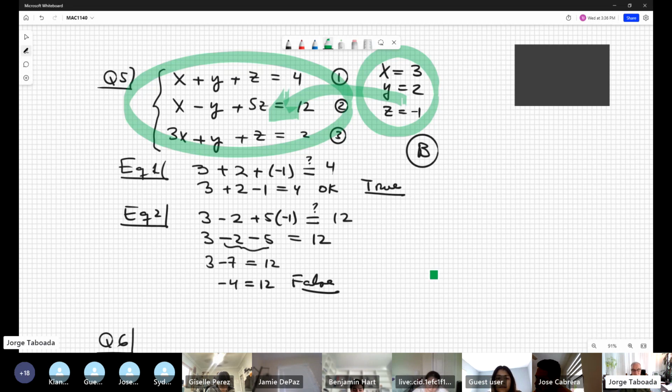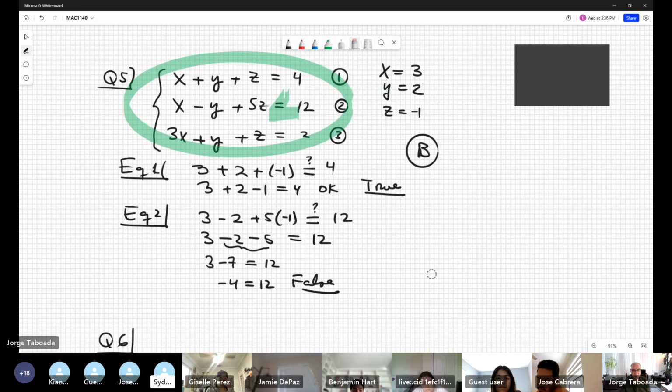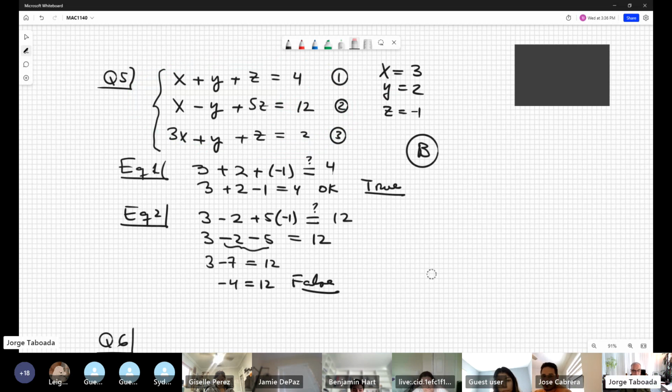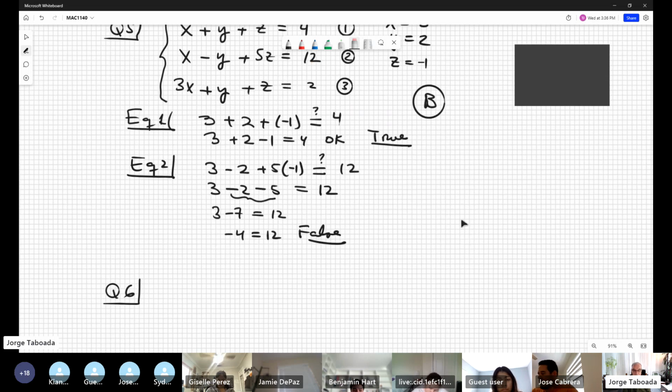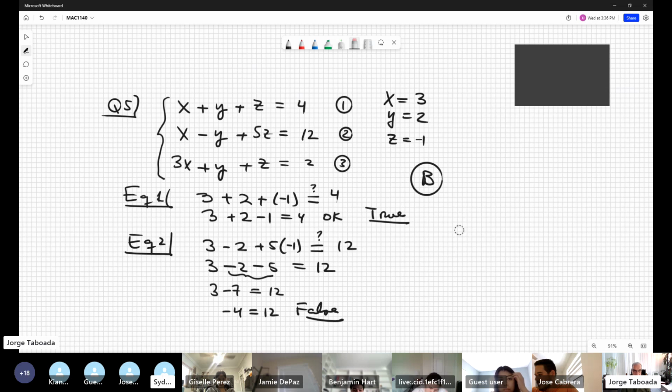Let me know if that's your question. So if there's one false statement, the entire solution is false. Yes, you're right. If at least one is false, then we have the wrong solution. This is not a correct solution, because the correct solution is the solution that satisfies every equation one by one. True, true, and true.